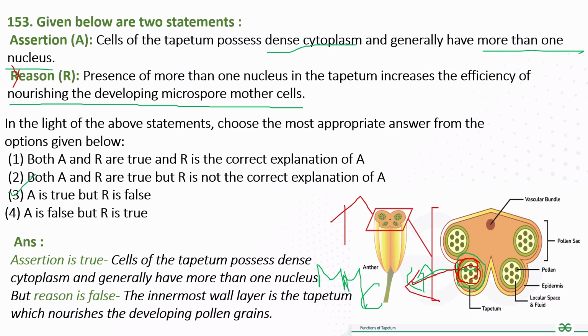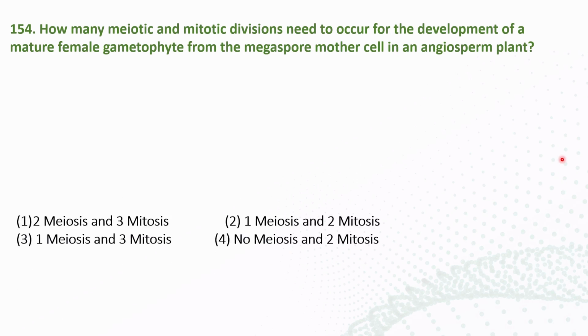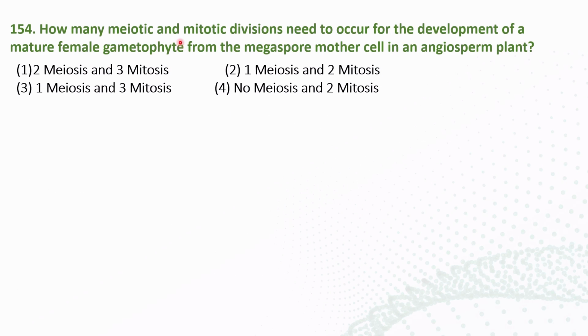If we move on to the next question, they are asking about the cell divisions in angiosperms. How many mitotic and meiotic divisions need to occur for the development of a female gametophyte from the megaspore mother cell in an angiosperm plant? Here you have to say in the angiosperms how many meiotic and mitotic divisions will take place for the female gametophyte.